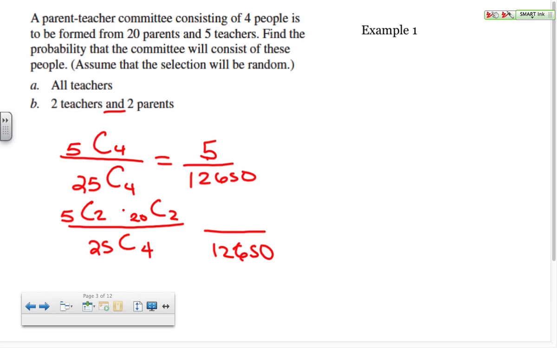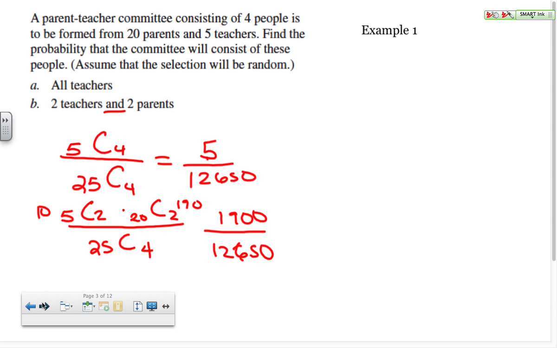And again, my notes are wrong, because somehow in here I decided that we had 20 people and not 25. So I'm going to go 5 C2, and we get 10, and then 20 C2, I have 190. I'm going to multiply those together. I end up with 1,900 over 12,650. So that is the probability that I will get exactly 2 teachers and 2 parents. So you see how this is complicated. We have to build these rules in together.